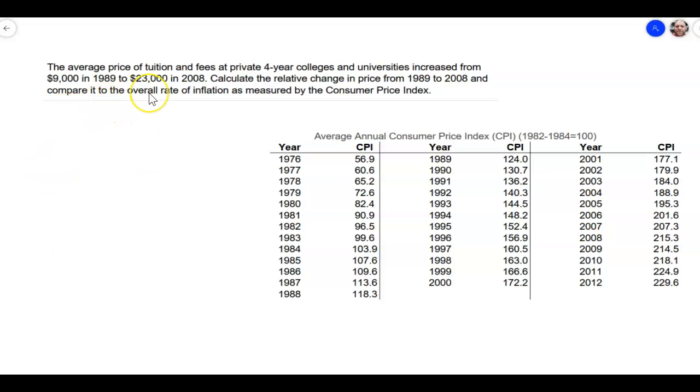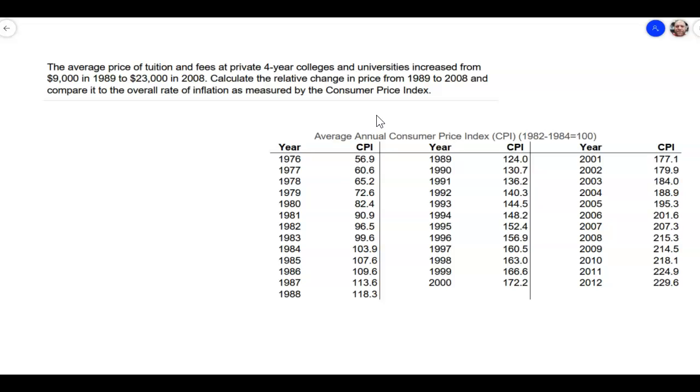Today I want to take a look at an example from section 3D. Here it says the average price of tuition and fees at private four-year colleges and universities increased from $9,000 in 1989 to $23,000 in 2008. Calculate the relative change in price from 1989 to 2008 and compare it to the overall rate of inflation as measured by the Consumer Price Index.